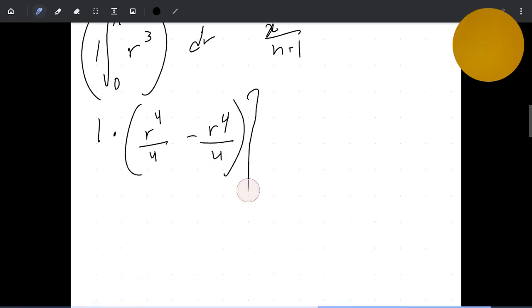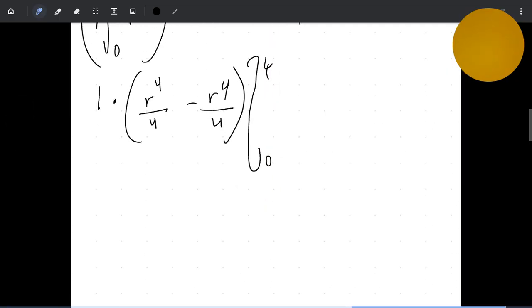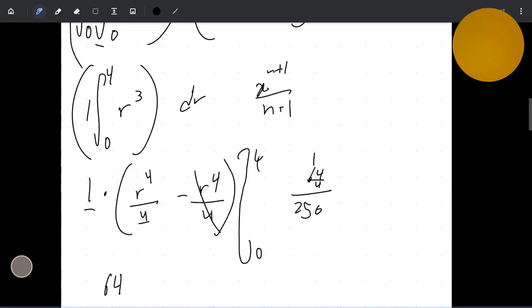And this is ranging from 0 to 4. So one of these r's has to be 4, and the other r has to be 0. Since one of them is 0, anything multiplied by 0 is 0. So we're just going to be left with 64 times 4, which is 256, and divided by 4 should be 64 again, multiplied with 1, 64.